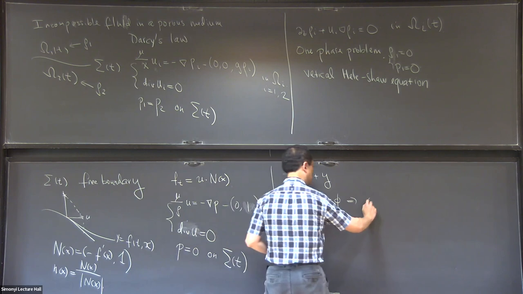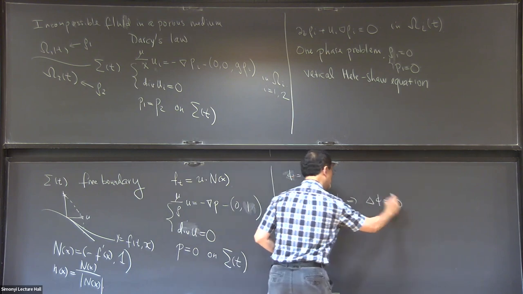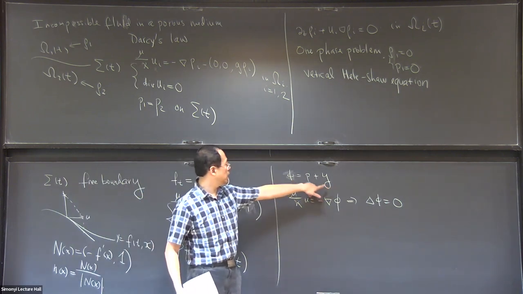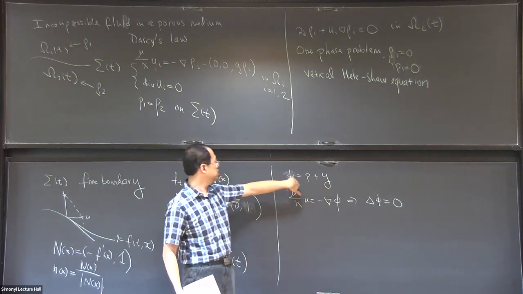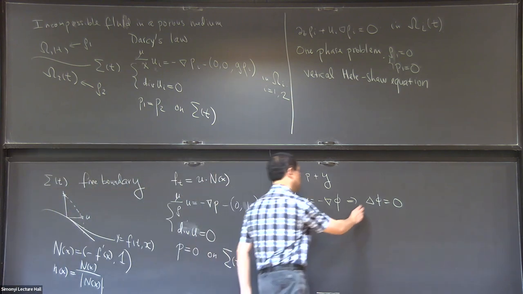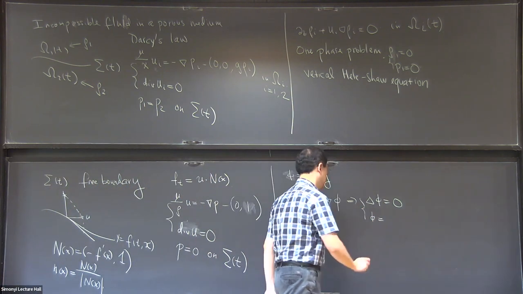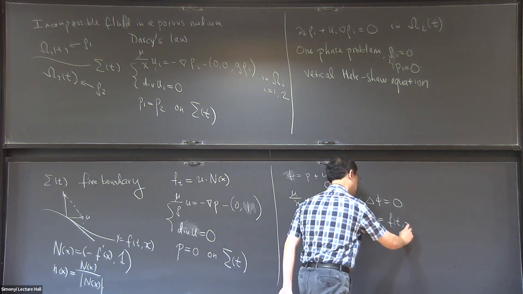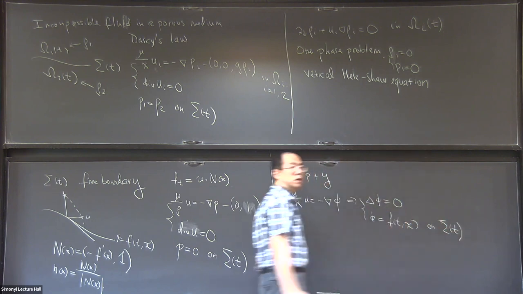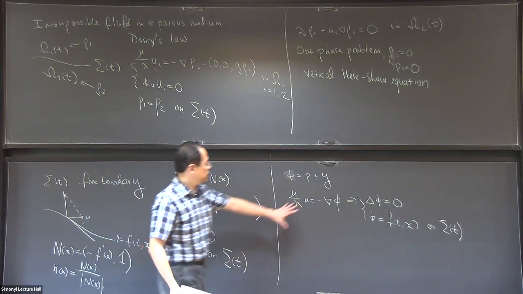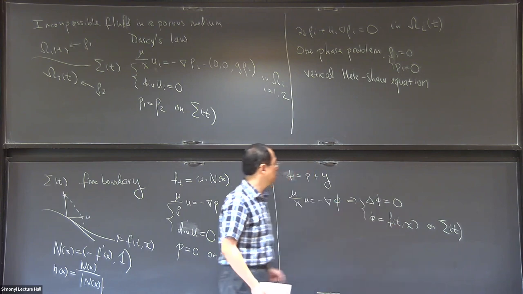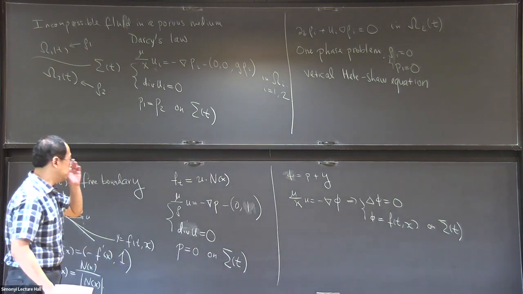This implies that Laplace phi is equal to 0. And also on the boundary, phi is equal to p plus y, but p is equal to 0 on the boundary. So that means phi is equal to y on the boundary, which is f(t,x). Okay. So that means if you can solve this Laplace equation with this Dirichlet boundary condition, then we can find this phi.